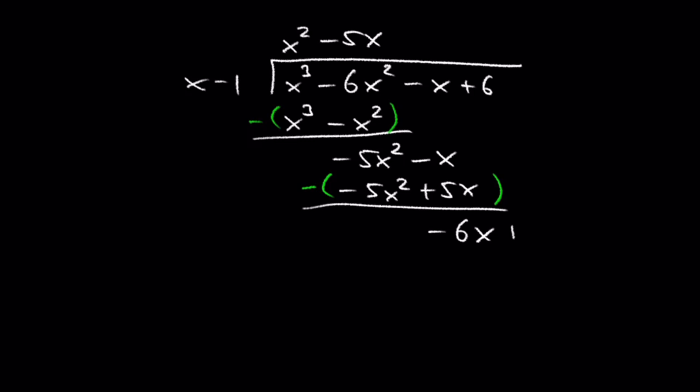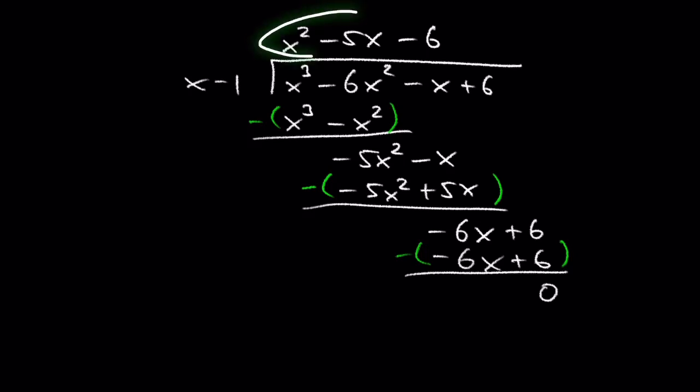Bring down the 6. Negative 6x divided by x is negative 6. Negative 6 times x is negative 6x, and negative 6 times negative 1 is 6. Negative 6x plus 6 minus negative 6x plus 6 is 0. So the remainder is 0. So therefore, the solution is x squared minus 5x minus 6.